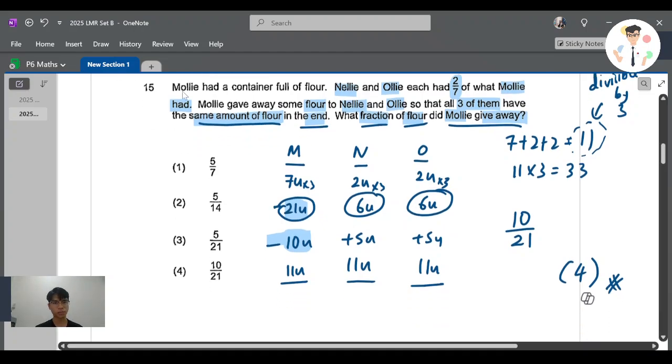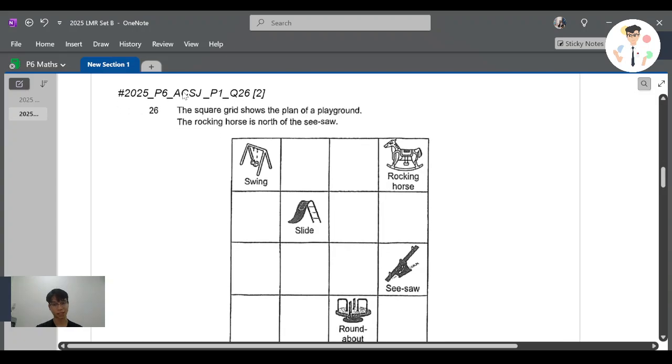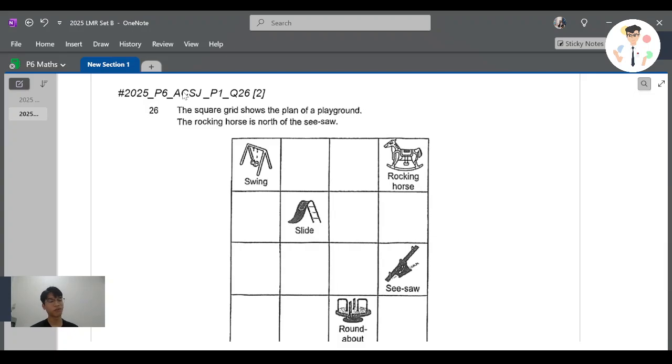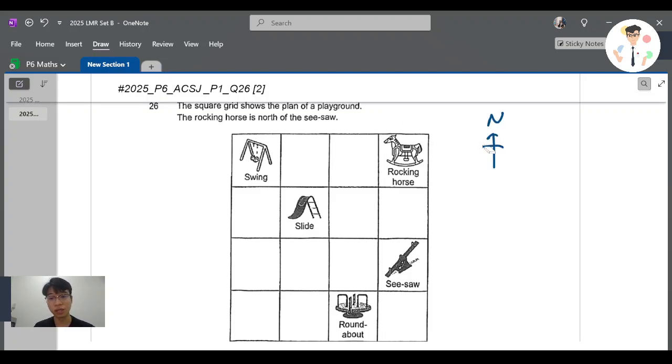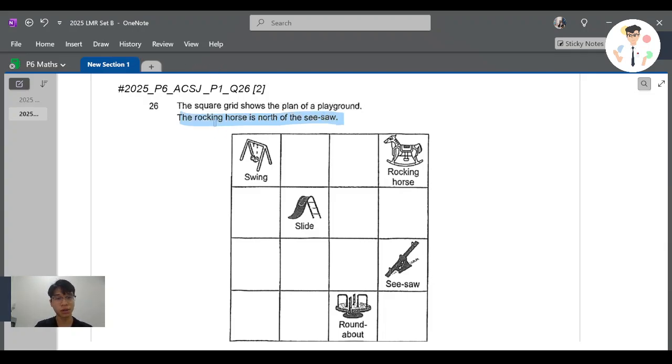Our next question is from ACSJ, paper 1, question 26. Again, this is not a tricky question, but I'm choosing it because I want to quickly revise the concept of direction. Here, the square grid shows the plan of a playground. The rocking horse is north of the seesaw. If you notice, they did not give you something usual. Usually they will give you a compass, but this question gives you a statement instead. The rocking horse, which is here, is north of the seesaw.